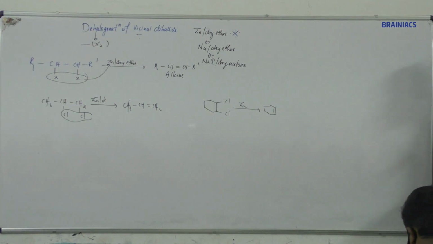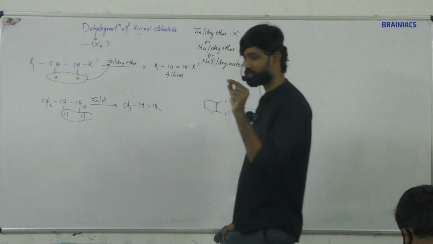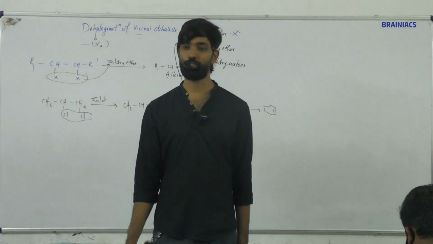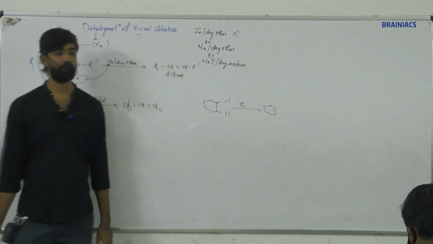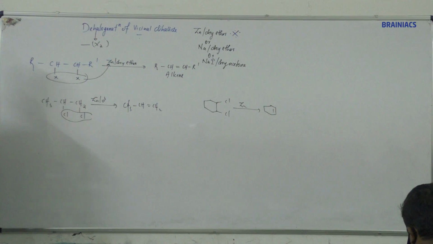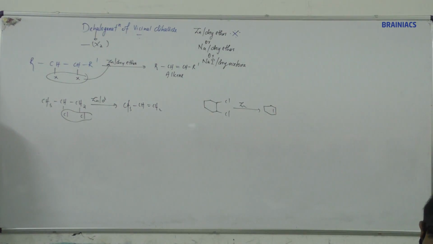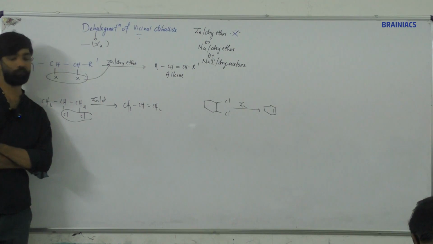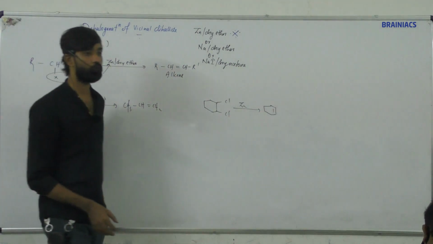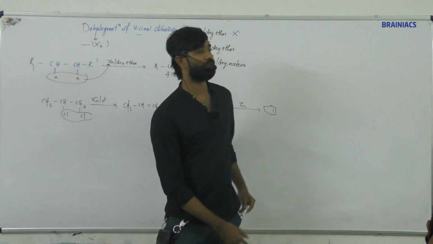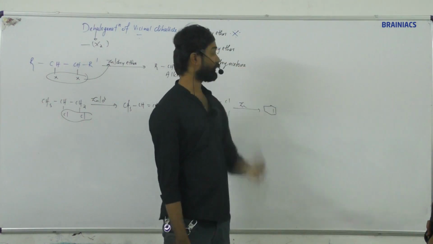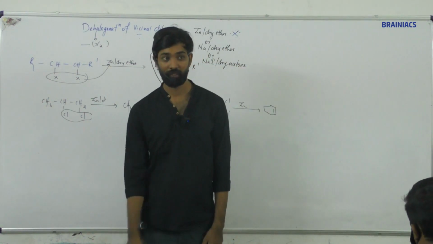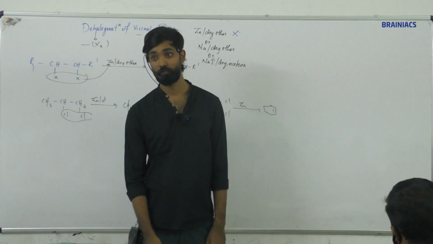Dehalogenation using zinc in dry ether is trans elimination. That's important. From that word itself, you have to define the stereochemistry of this reaction. Listen: trans elimination. So this process is a trans elimination.